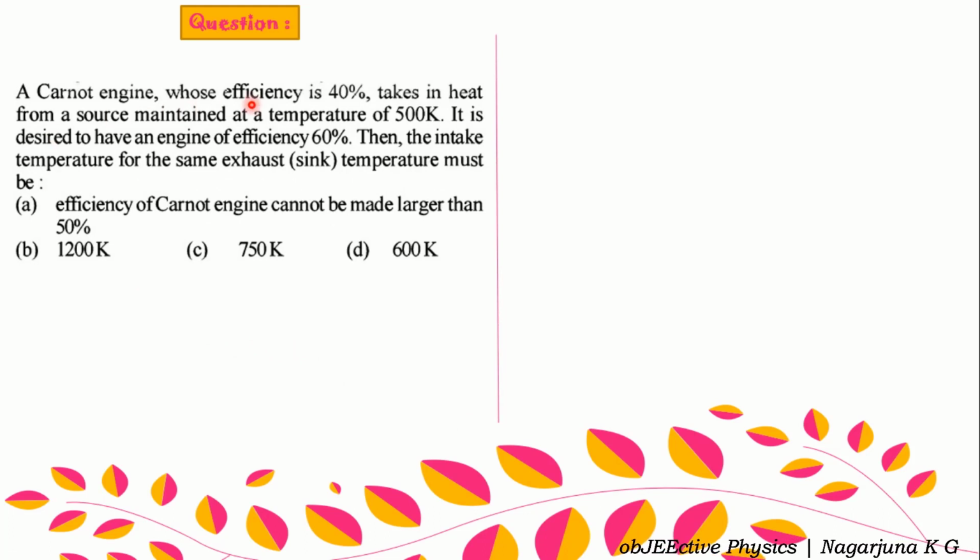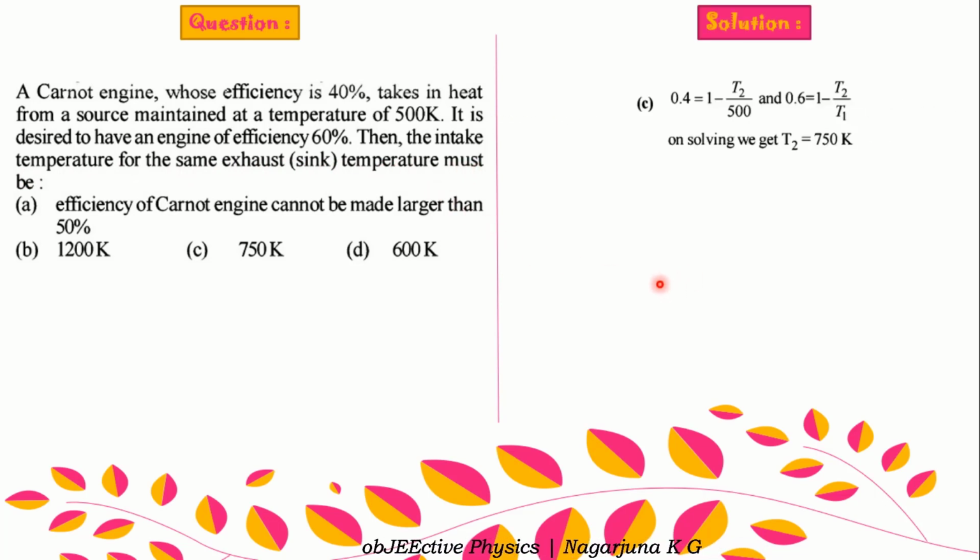A Carnot engine whose efficiency is 40% takes in heat from a source maintained at a temperature of 500 kelvins. It is desired to have an engine of efficiency 60%. Then the intake temperature for the same exhaust temperature must be... Solution. Efficiency is given as 40%, that is 40 by 100, equal to 0.4, which is equal to 1 minus T2 by 500, and 0.6 is equal to 1 minus T2 by T1. On solving the above two, we will get T1 equal to 750 kelvins. Option C is the right option.